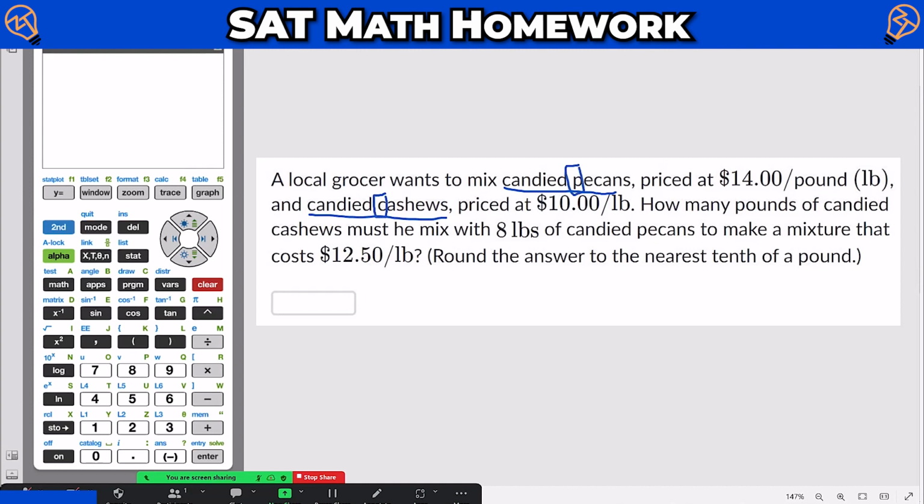But we want to be clear on what we're talking about for C and P. Are we talking about the price per pound or the number of pounds? Well, it depends. Let's check it out.